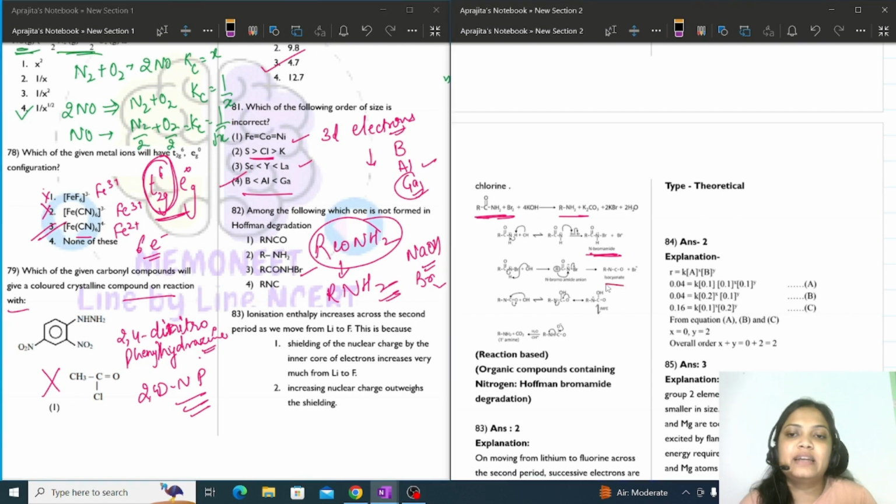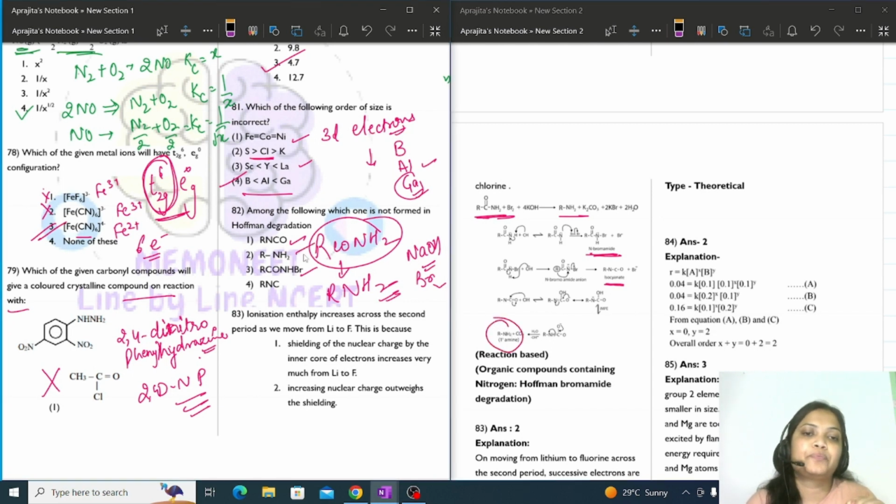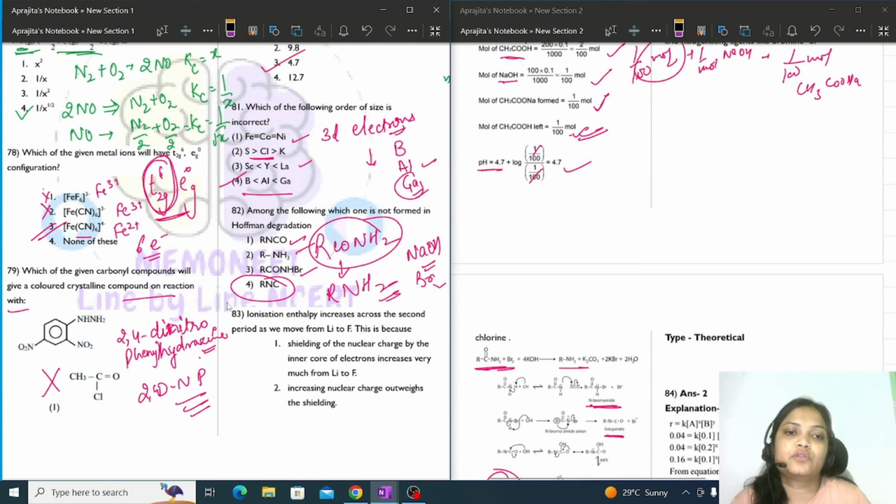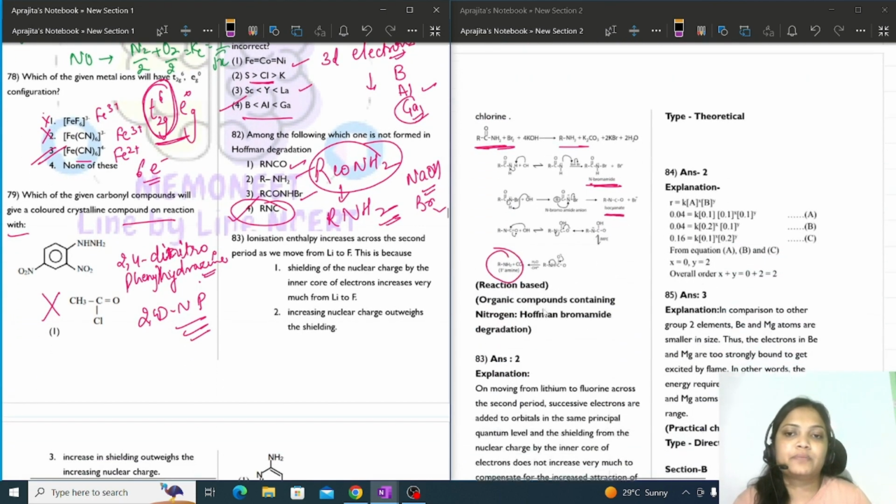Apart from that, isocyanate gets formed in this case, RNCO, and then we get the amine, RNH2. That is the end product. So we are not getting RNC. So the answer is option number 4. This is not formed during the Hofmann degradation reaction.